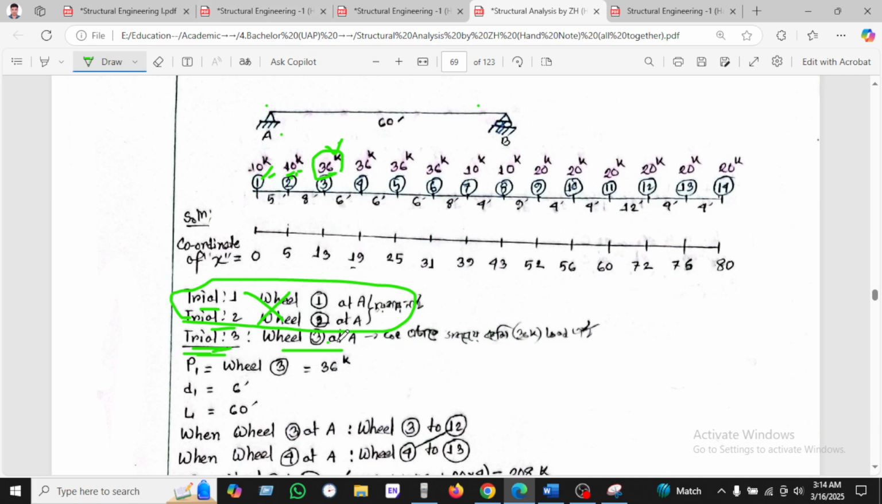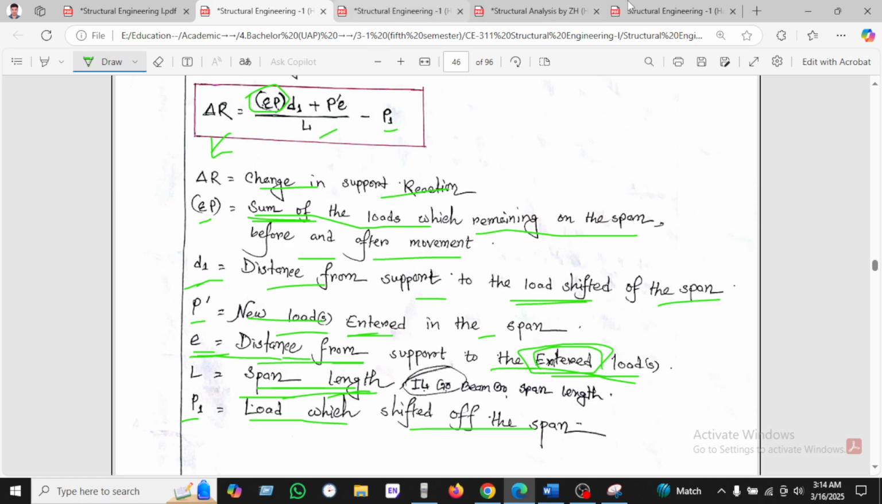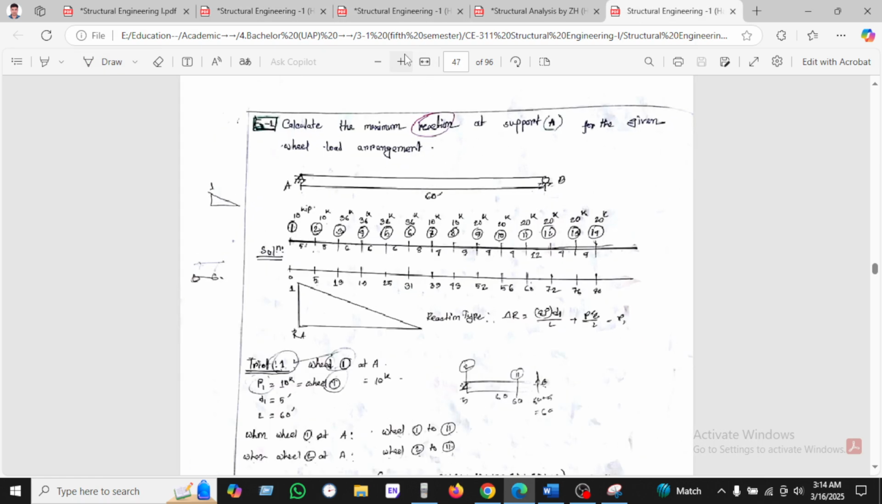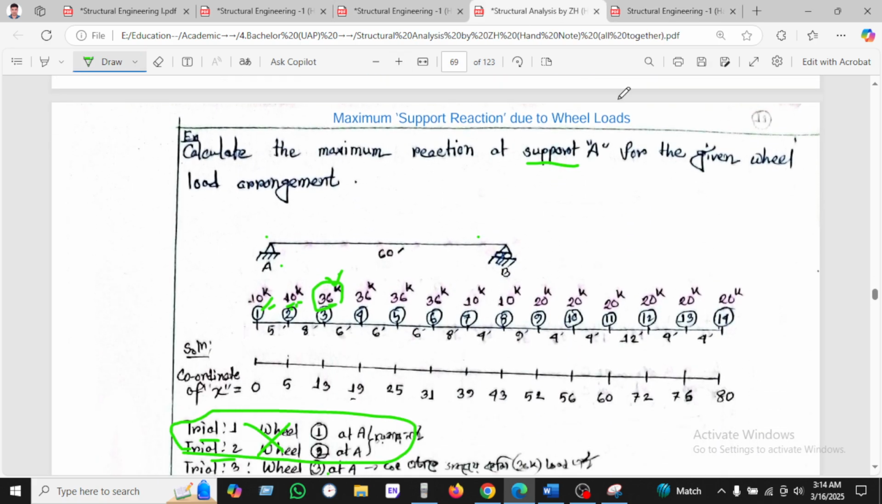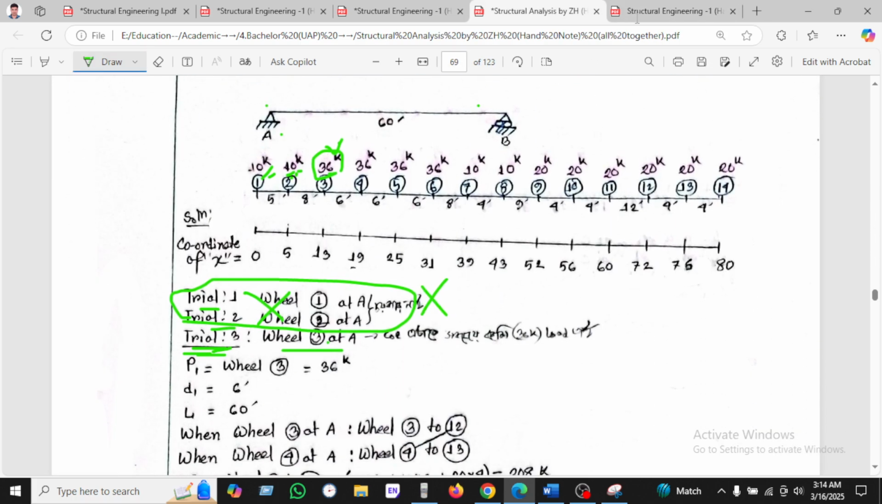If we want to see trial 1 and 2, then I'm showing it here. This is the same map and the same arrangement. So it does not need it, but I'm showing trial 1 and 2 here.